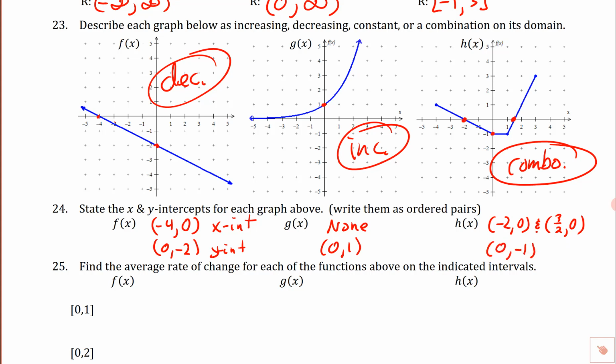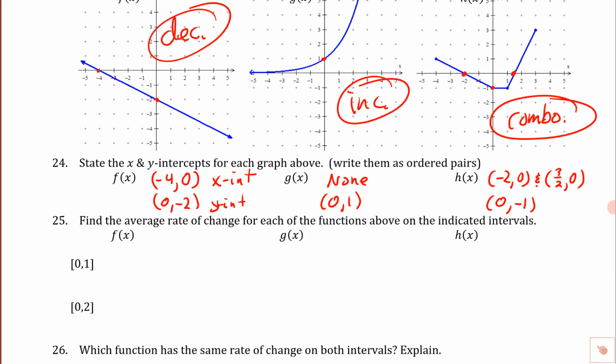The last part of this asks us to find the average rate of change for the functions on those indicated intervals. So let's go ahead and take a look here. Remember, when we find the average rate of change, here's what we need to do. We always do the second x minus the first x. So I'm going to do 1 minus 0 here, and I'm going to do 2 minus 0 here. And then we need to find the function value at 1. So this is going to be f of 1 minus f of 0. And this is going to be f of 2 minus f of 0.